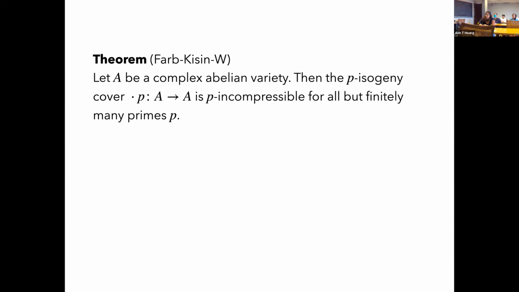All right. The basic theorem I'm going to organize the talk around comes out of this paper of the same title. The statement is: if you have a complex abelian variety A, then for all but finitely many primes p, the p-isogeny cover, where you send each point in A to the pth multiple of itself, is p-incompressible. So somehow the arithmetic of, say, p-torsion points in abelian varieties is of maximal complexity by this measure for all but finitely many primes p. All right. And this answers almost all of a conjecture of Patrick Brosnan.